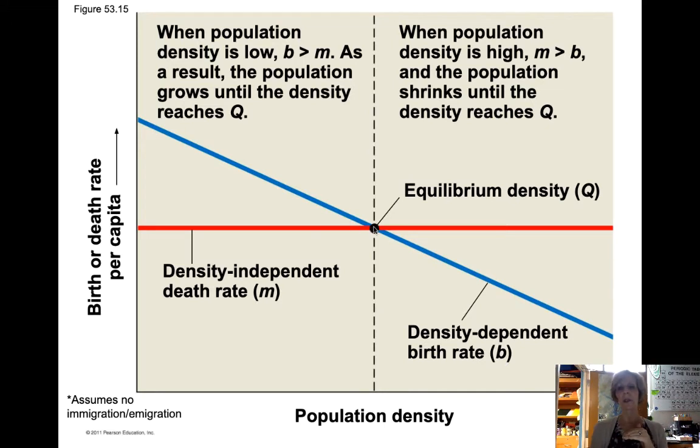And think of this blue line as kind of a teeter-totter, all right? And so when the population density is low, then the births are going to increase. The birth rate is greater than the mortality rate. And so the population grows until it reaches this equilibrium density of Q. When the population density is high, so when mortality rate is greater than the birth rate, then the population shrinks until it reaches that equilibrium density.